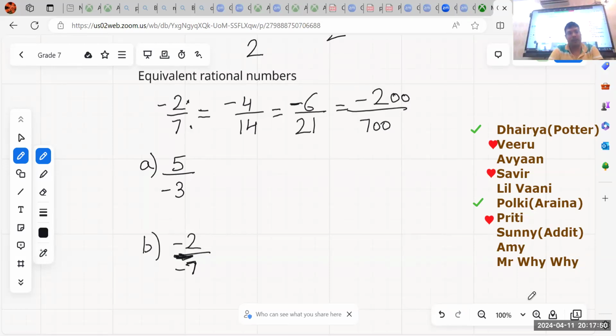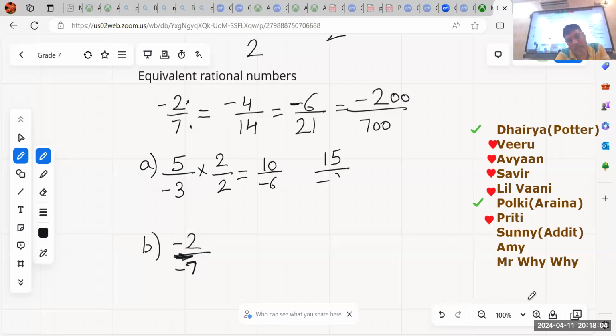All right, let's see. We multiply by 2, I get 10 upon minus 6. I multiply by 3, I get 15 upon minus 9, or I can write minus 15 upon 9 also. Similarly, this one I multiply by 10, I get 20 upon 70. I can use the minus sign or not, up to me. I can multiply by 5, I'll get minus 10 upon minus 35.